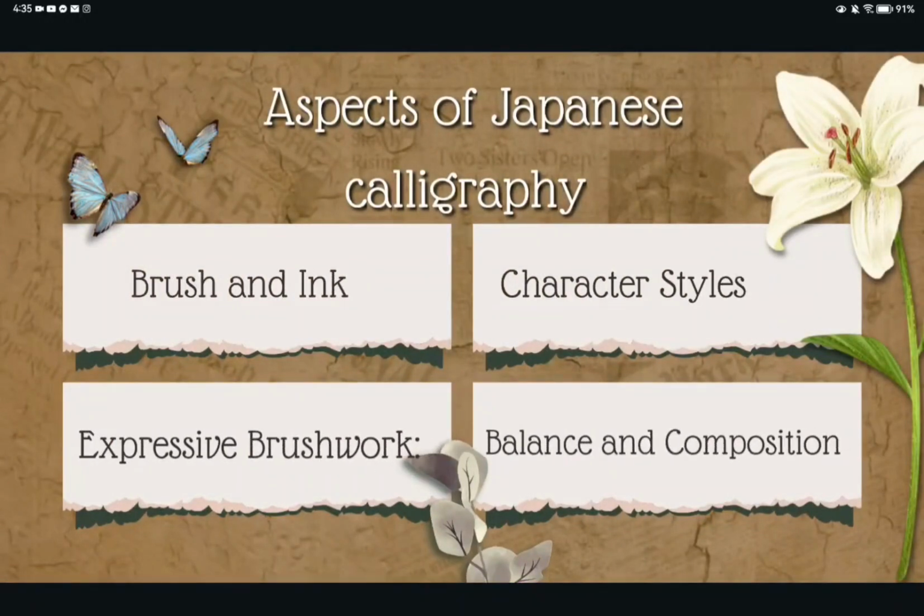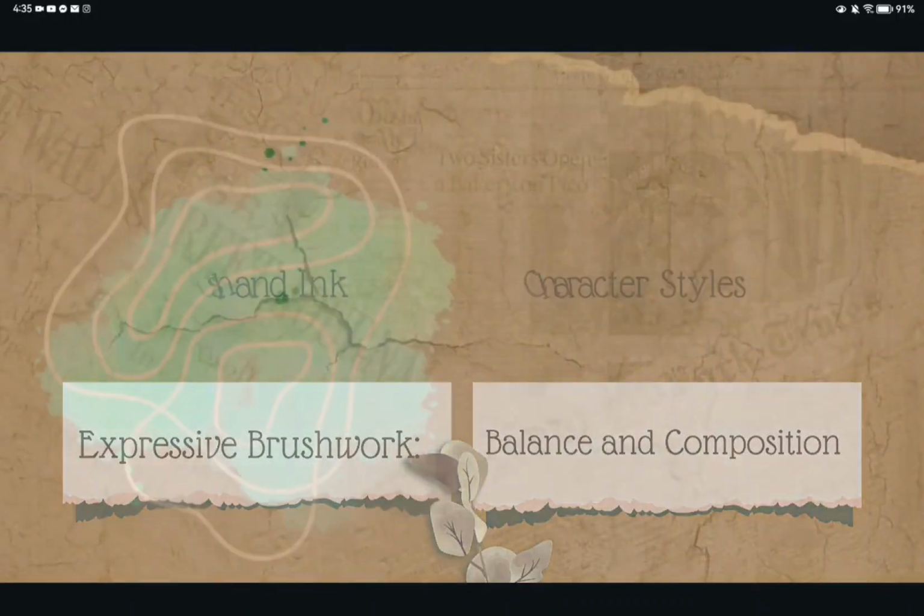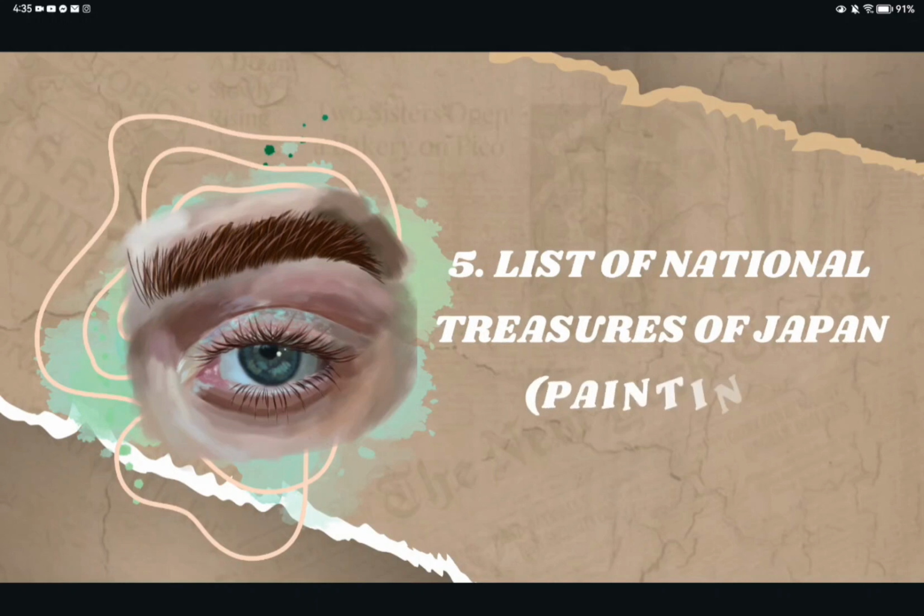Some of the aspects of Japanese calligraphy are the brush and ink, expressive brushwork, character styles, balance and composition.